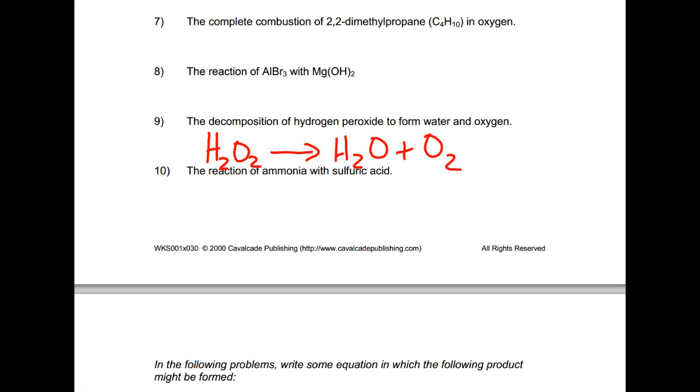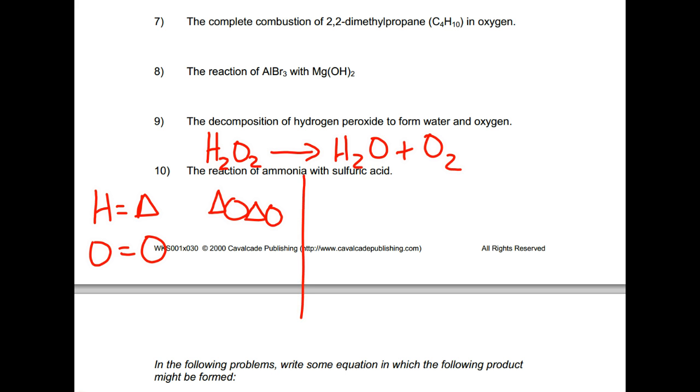And let's make H be a triangle and O be a circle, because that'll just make our lives easier. Triangle, circle, triangle, circle. And then on the other side, I've got triangle, circle, triangle. And O2 is just going to be those 2 together. Oh, I did a pretty bad job of making those together. Let's erase that. So again, if they're touching, it means that they're bonded.